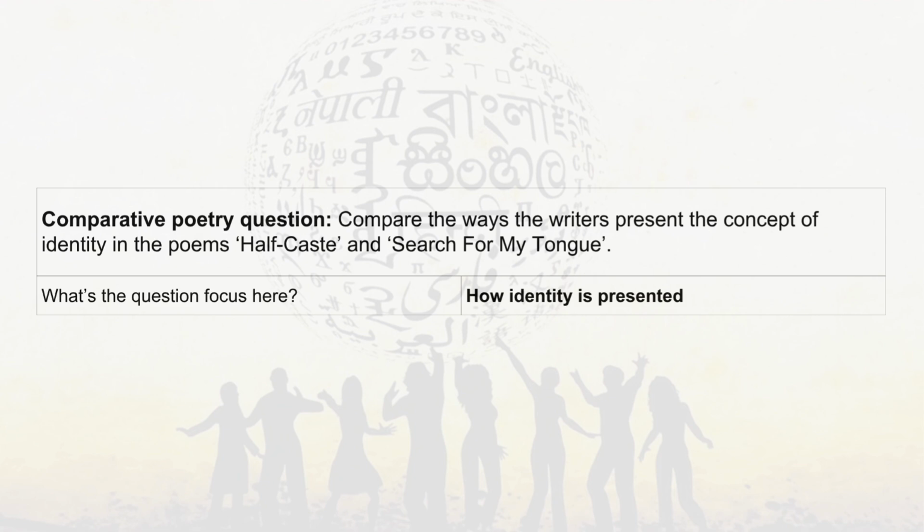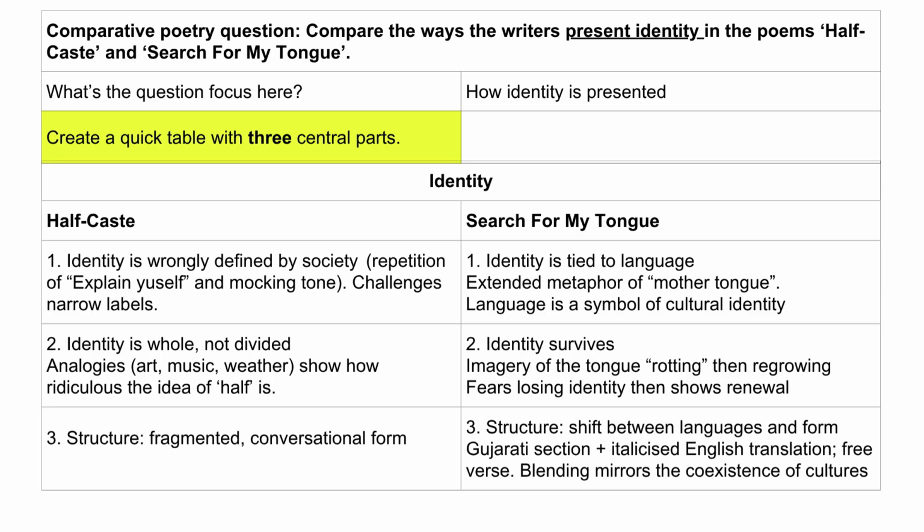So once I've got that, how identity is presented, I can then start to think about making a table that discusses that in relation to the two poems. So I've done that here for the two poems. You can see three main ideas. With Half Caste, the idea that it's a society that wrongly defines people using the term half caste. Second one, that Agard is challenging the idea that he's somehow not whole or not complete because he's called half caste. And then also the structure, really important to have something about the structure there. This particular one is very fragmented, uses Creole and Standard English as a mixture, etc.